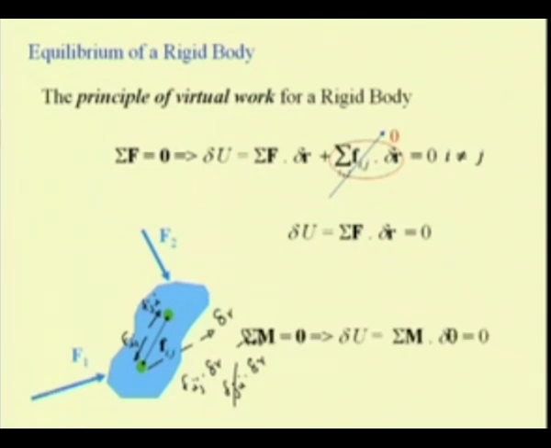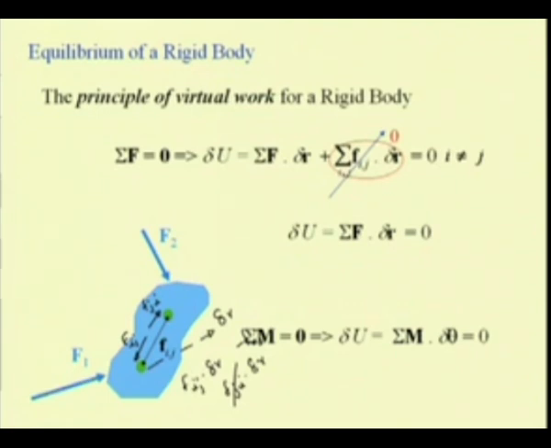Now, the other equation, that is sigma m equal to 0, because for a particle we only have sigma f equal to 0 defining the equilibrium state. For the rigid body, the sum of all these forces has to be 0 as well as the moment of all these external forces has to be 0.